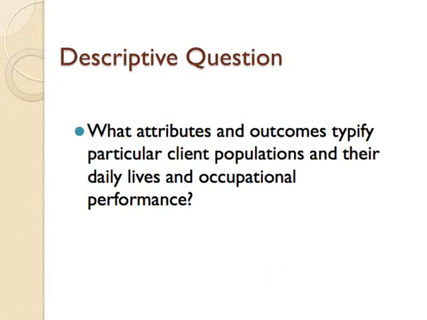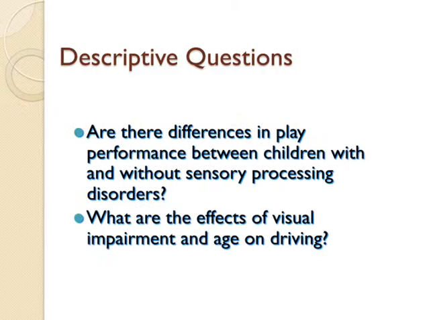In the descriptive questions, we ask, what attributes and outcomes typify particular client populations and their daily lives and occupational performance? So we're asking, what does a clinical population look like, and what do the occupations that a person engages in look like? Are they different from those without that specific clinical condition?